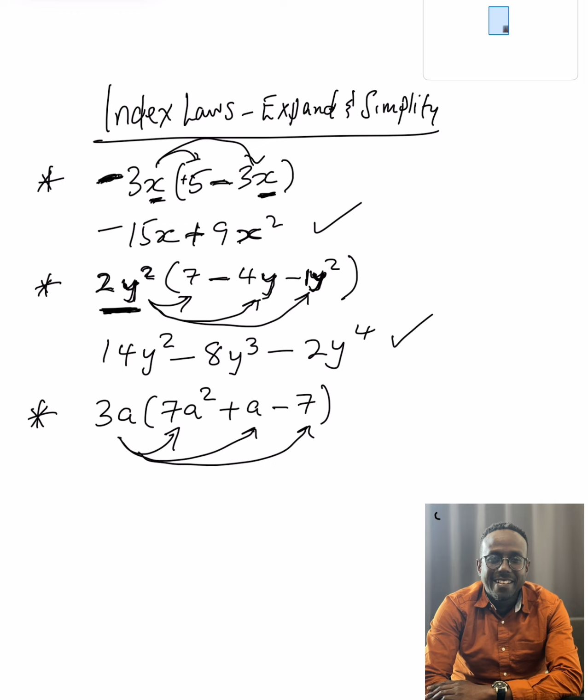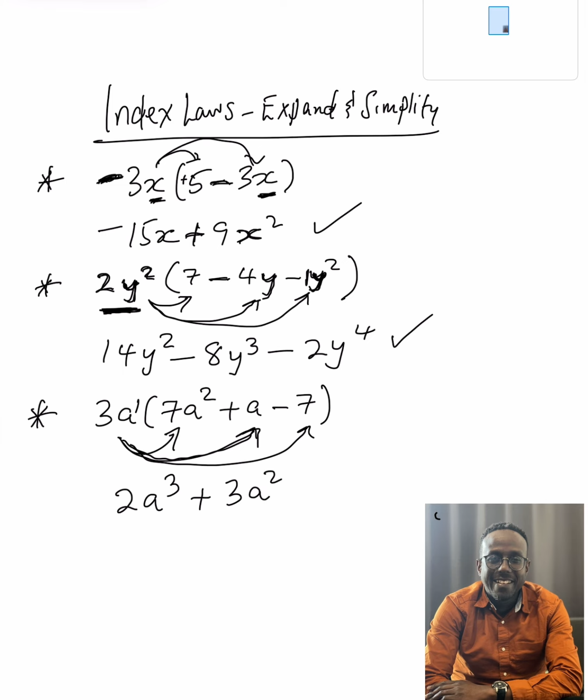So 3a times 7a squared gives us 21. Usually, first work out the numbers. 21, then this is like a to the power of 1 times a to the power of a squared, which will be a cubed. Then plus 3a times a. We shall have 3a squared.